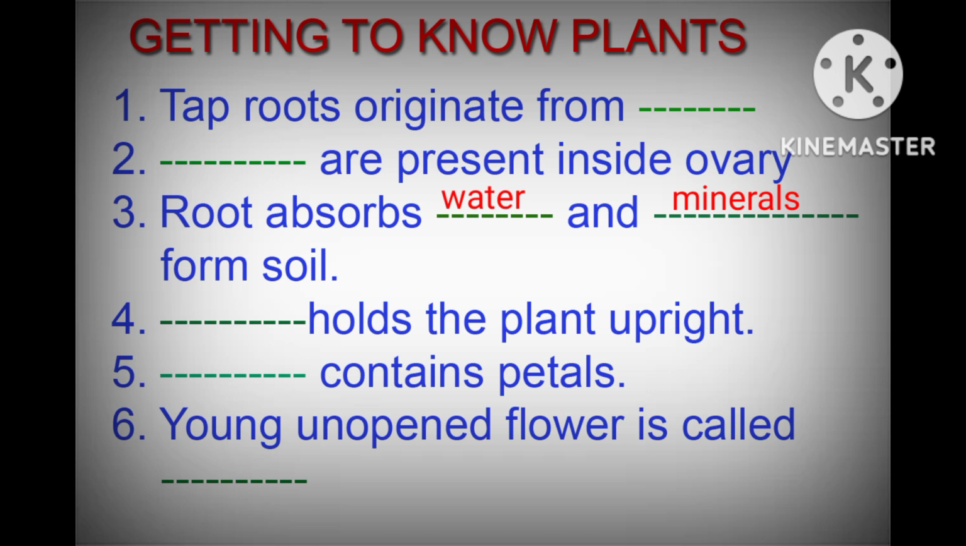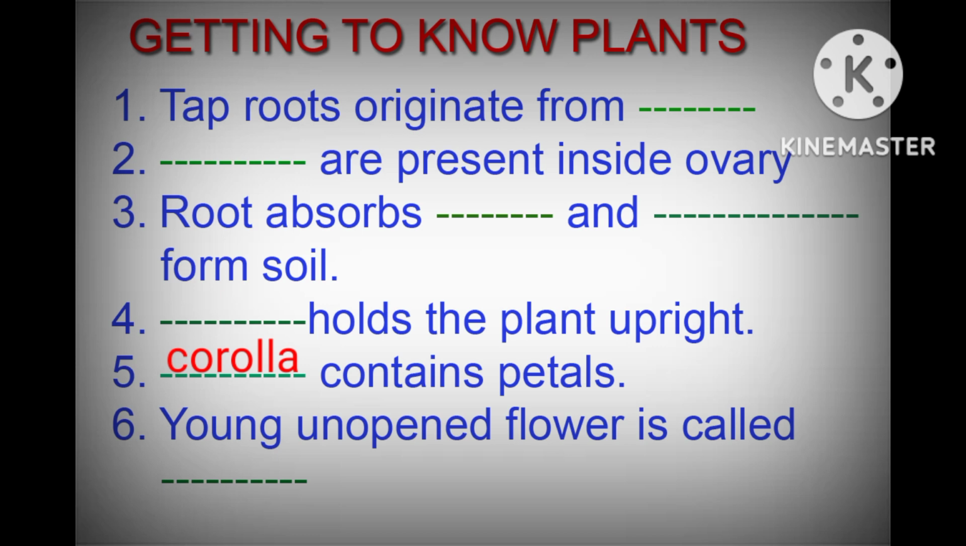Water and minerals are the answer. Dash holds the plant upright. The answer is root. Fifth question. Dash contains petals. As you know, everyone will say that flower contains petals. But in this question, the answer is a bit different. Corolla is the answer for this.